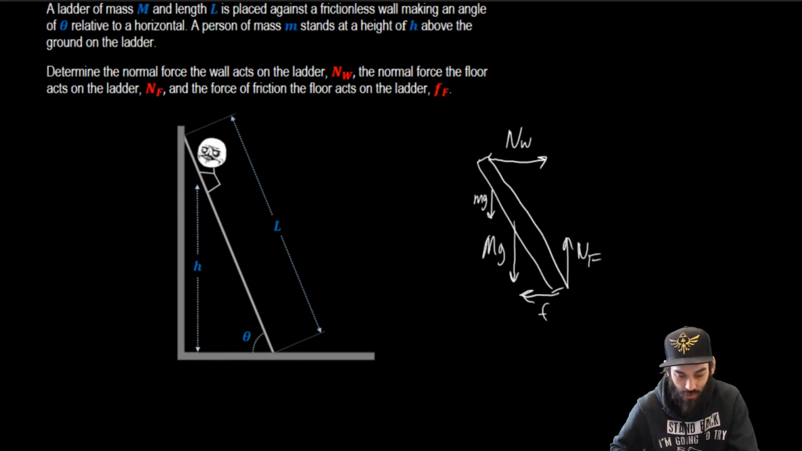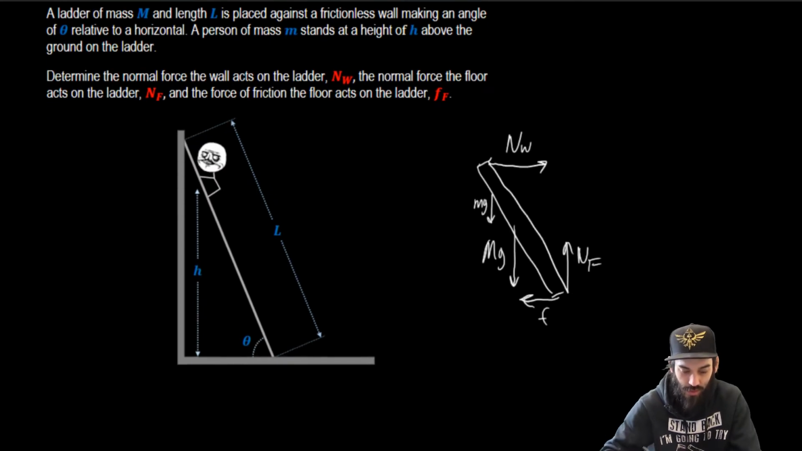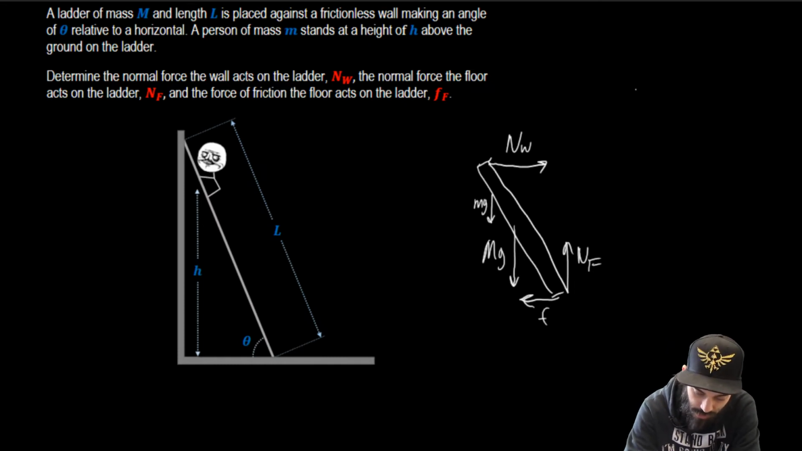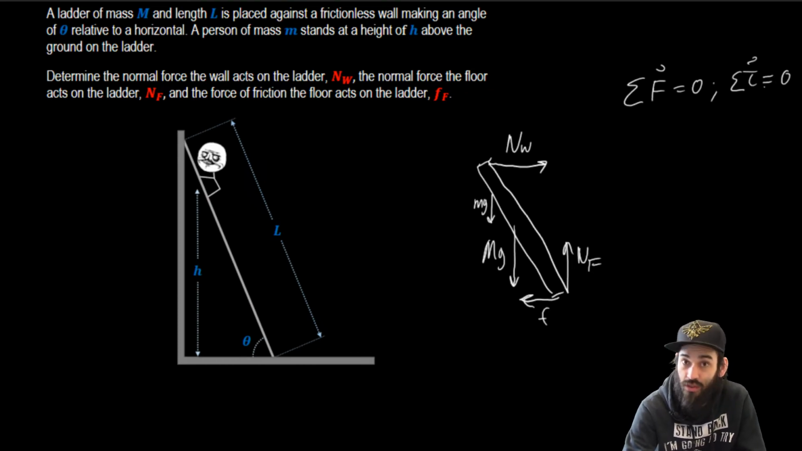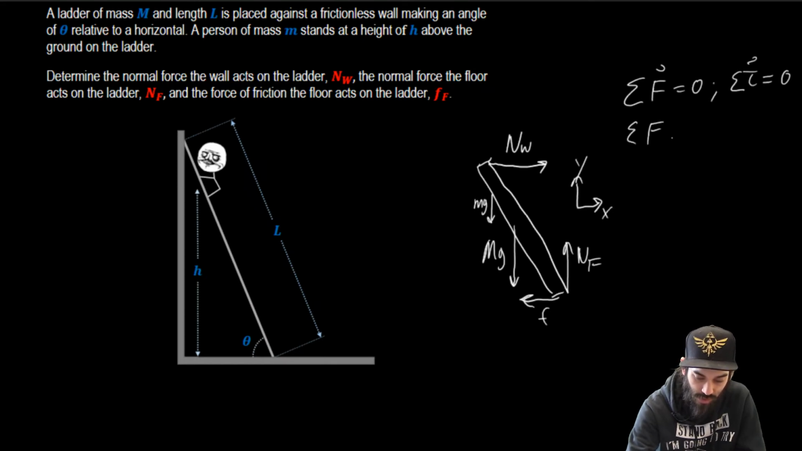So now that we have our free body diagram, we can write our equations. We can say that the sum of the forces is equal to 0, and the sum of the torques is also equal to 0. Now we can expand it into our components in x and y. Here's our x direction, here's our y direction. The sum of forces in the x direction is N sub w minus f, which is equal to 0.